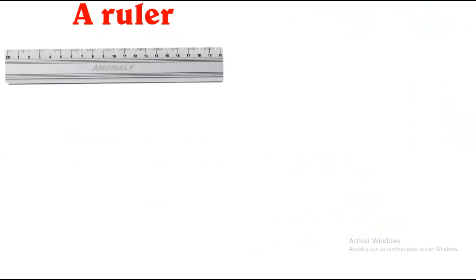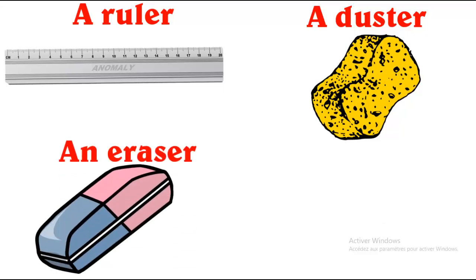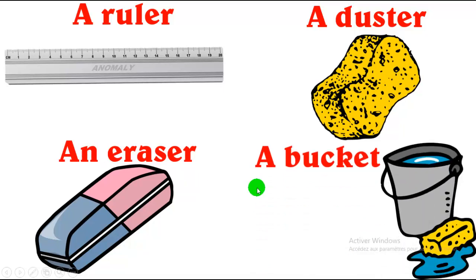A ruler. A duster. An eraser. Et plus tard, vous verrez que ici on a mis an parce qu'on a une voyelle en début de mot. C'est pourquoi on a dit an eraser. A bucket. A ruler, a duster, an eraser.